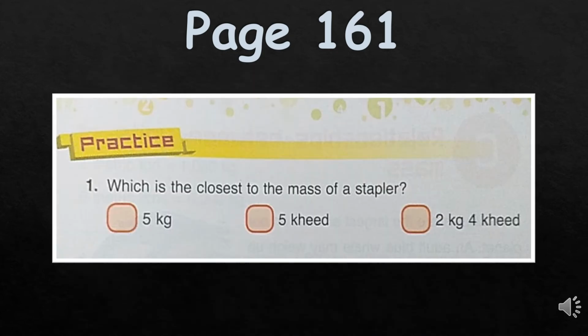Okay, so let's have a closer look at practice number 1. Which is closest to the mass of a stapler? So, which of these numbers do you think is closest to what a stapler weighs? If you think that a stapler weighs 5 kilo, you tick that box. If you think a stapler weighs more around 5 kg, so about 500 grams, you tick that box. If you think a stapler weighs about 2 kilos and 4 kg, you tick that box. So just tick 5 kilo, 5 kg, or 2 kilo and 4 kg.